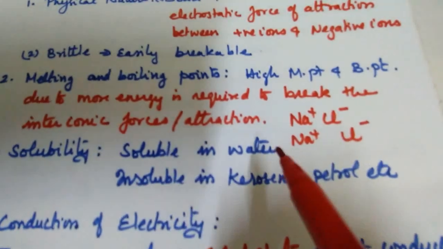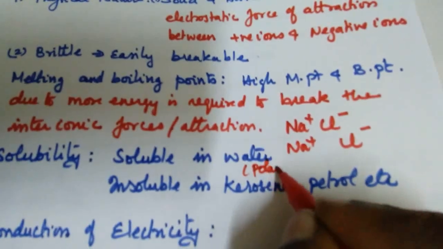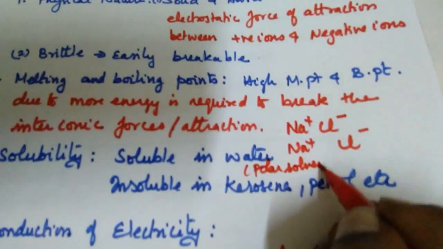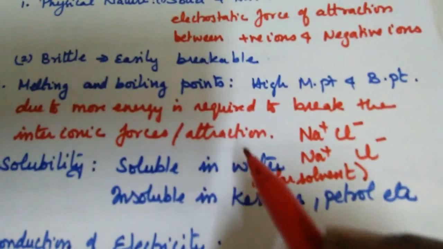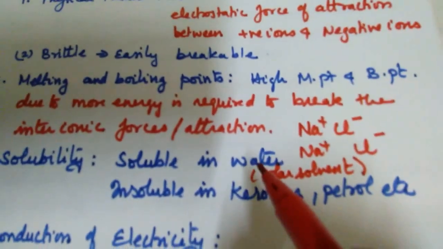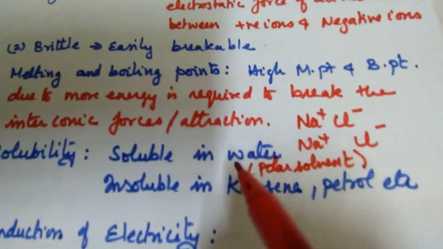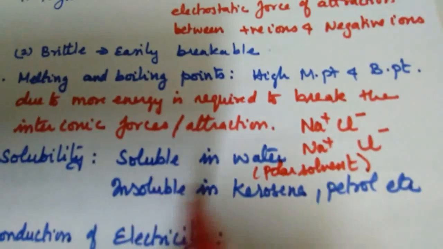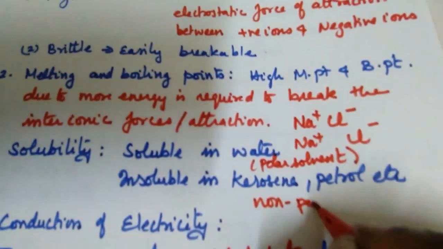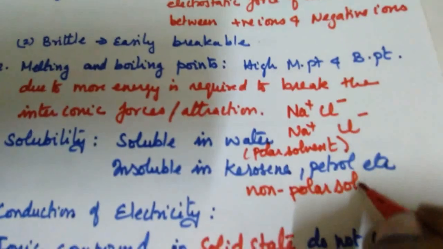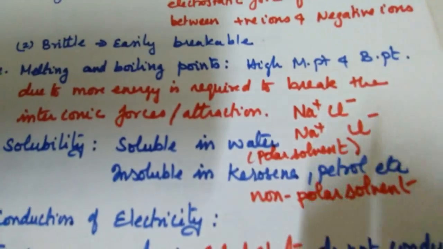Solubility. They are soluble in water. What is water? We know, no? Water is a polar solvent. In polar solvent, all ionic compounds are soluble. Okay, all ionic compounds, water can dissolve. Any substance, if it is an ionic compound, then it will be soluble in water. Okay, they are insoluble in non-polar solvent, just like kerosene, petrol, etc.